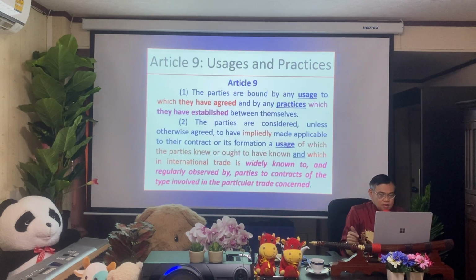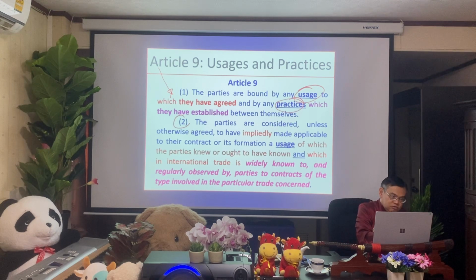If you look at 9(1), it provides as follows: the parties are bound by any usage to which they have agreed, or by any practices which they have established between themselves. So apparently, Article 9(1) here refers to usage or practices expressly agreed or established between the parties.